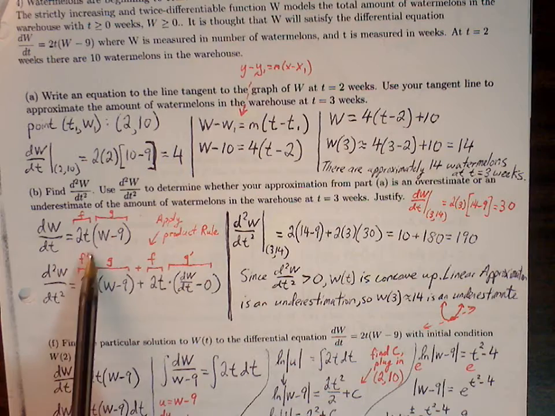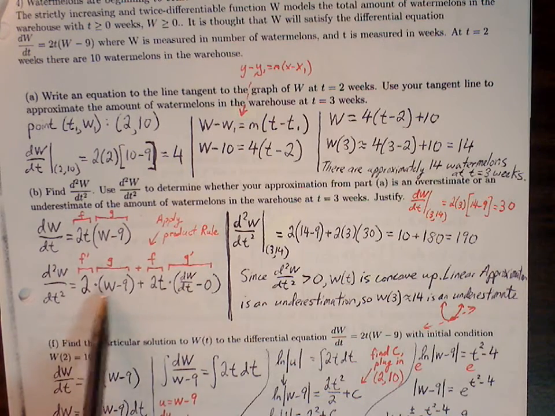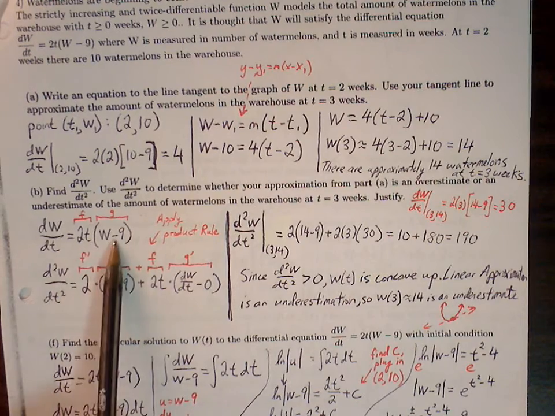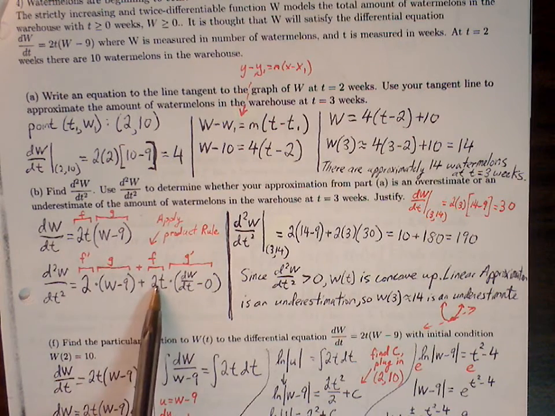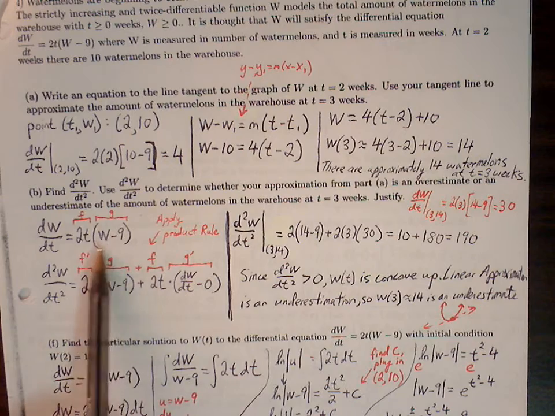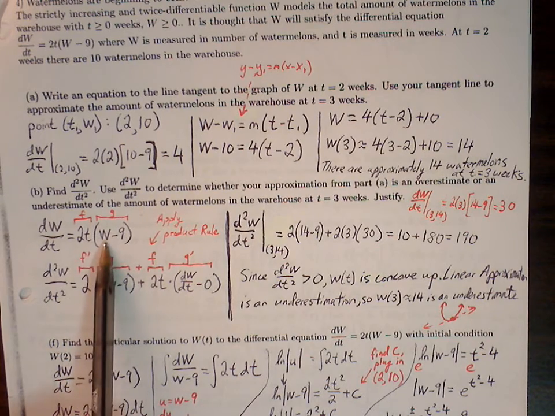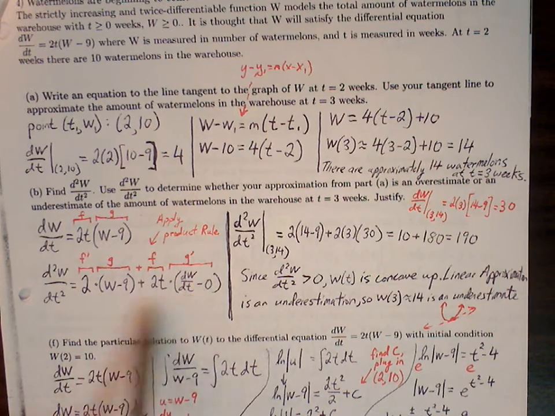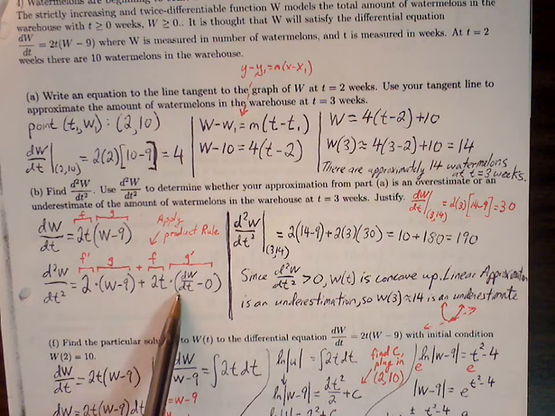Okay, so we go through the product rule, f prime g plus f g prime. 2t becomes 2, g stays the same, back to f stays the same, and then for w minus 9, the derivative of w is 1 dw/dt, and then 9 goes away to 0. Okay, we have our second derivative expressed.